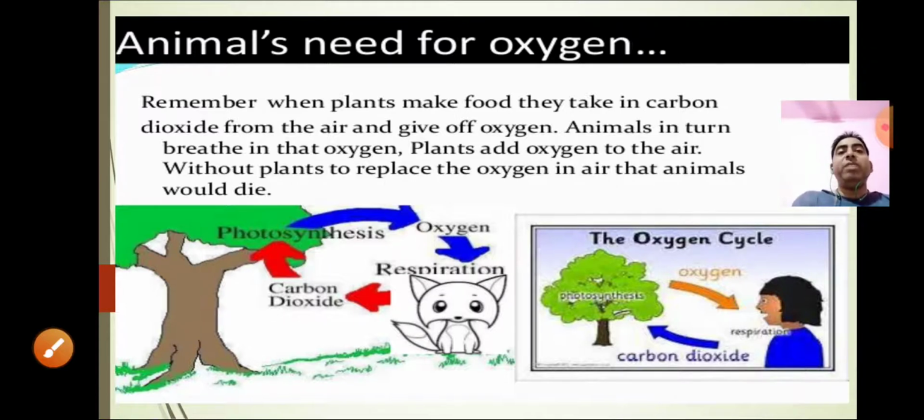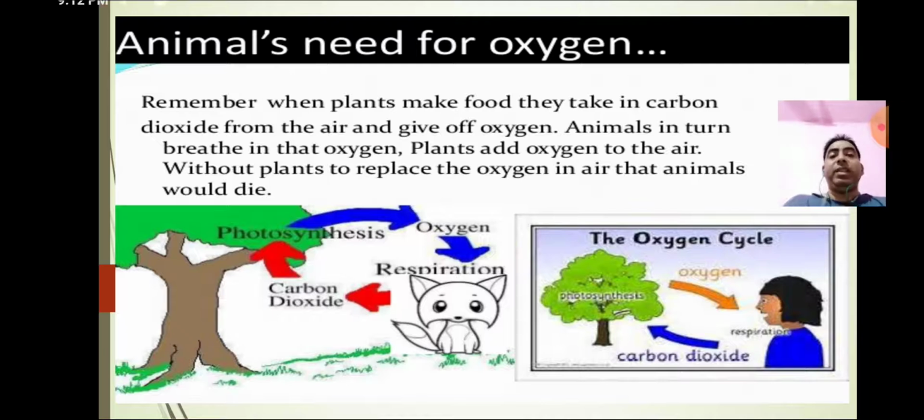Now here we come to the animals' need for oxygen. Remember, when plants make food, they take in carbon dioxide from the air and give out oxygen. As I said in the previous slide, animals in turn breathe in that oxygen. Plants add oxygen to the air. Without plants to replace the oxygen in the air, animals would die.